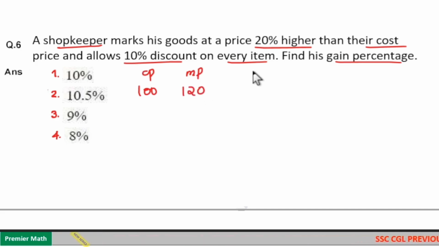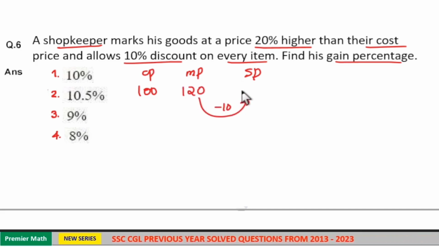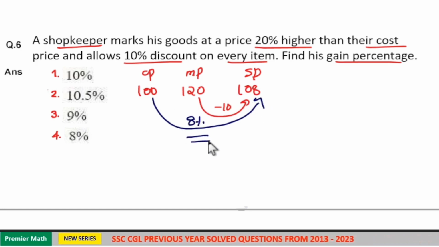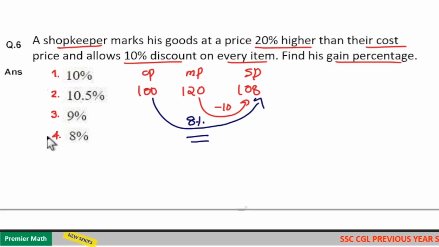That is 100 plus 20, 120. Now, for the selling price, he gives 10% discount on mark price. So, 10% of 120 is 12. 120 minus 12 is equal to 108, which is the selling price, which means here profit is equal to 108 minus 100, 8%. Option 4 is your answer.